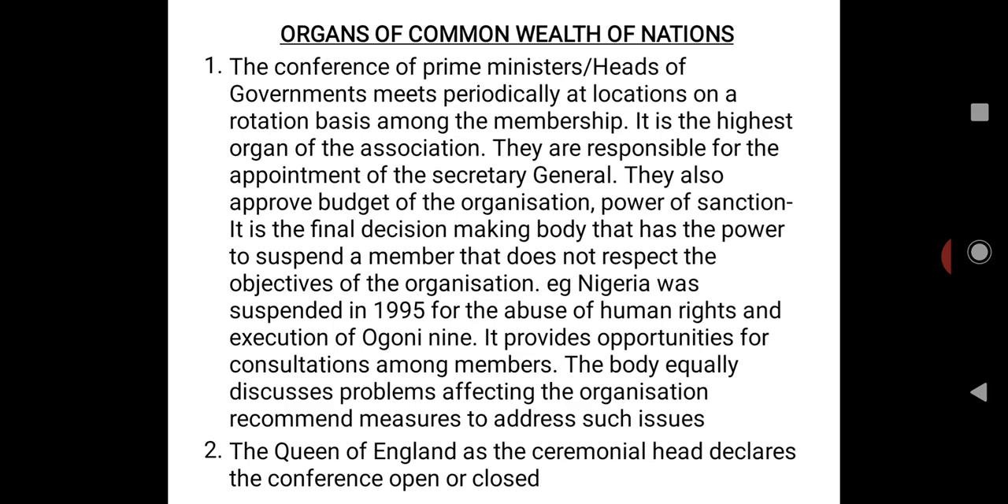This organ also provides opportunity for consultation among members. The body also discusses problems affecting the organization and recommends measures to address such problems.